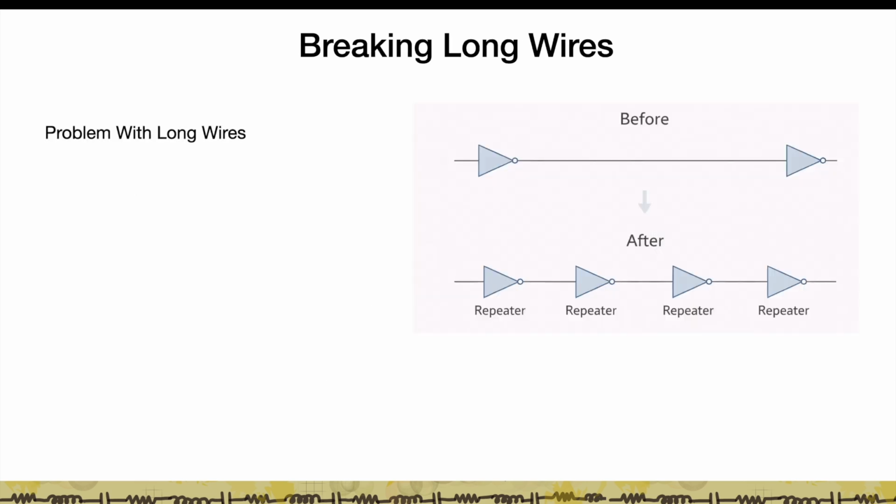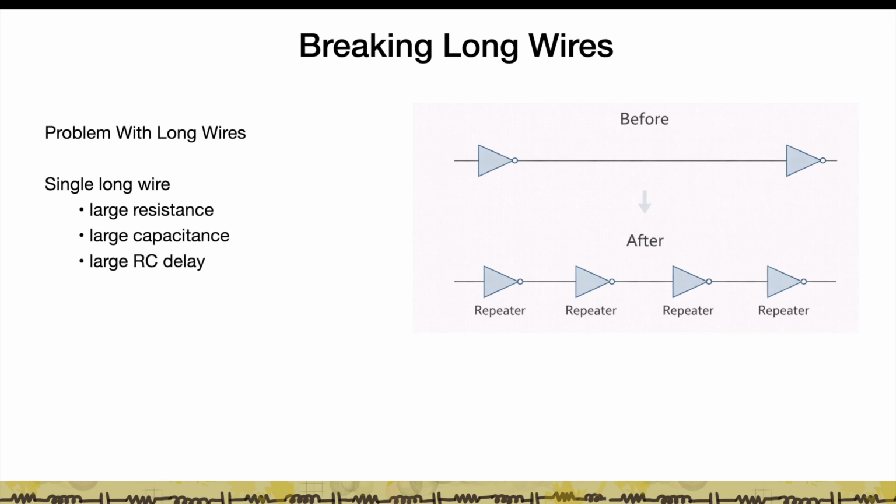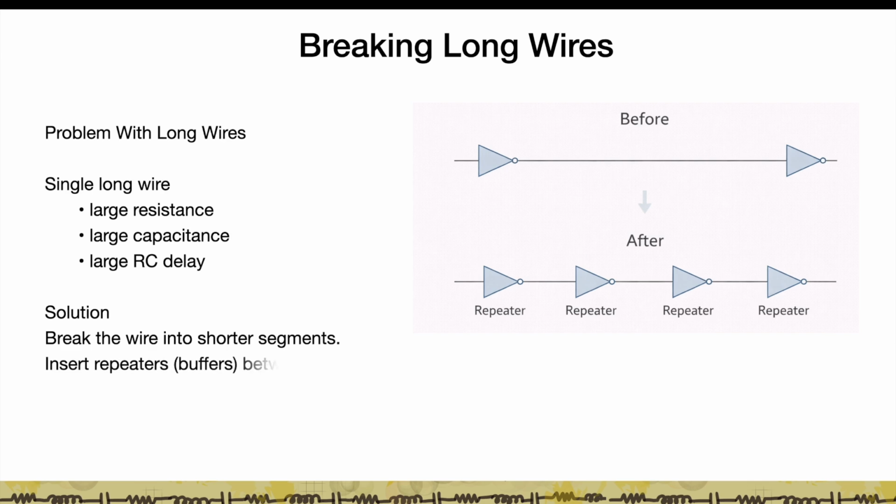So, once you understand the squared relationship, the solution becomes obvious. Don't let the wires be long. If a 1 mm wire has enormous RC delay, break it into four 250 micron segments. Each wire now has 1/4 of the resistance and 1/4 of the capacitance. The delay of each segment is proportional to 1/4th the whole, squared, or 1/16th of the original. And you have four of them, so the total delay is roughly 4 times 1/16, or 1/4 of what it was. The catch: something has to drive each segment.